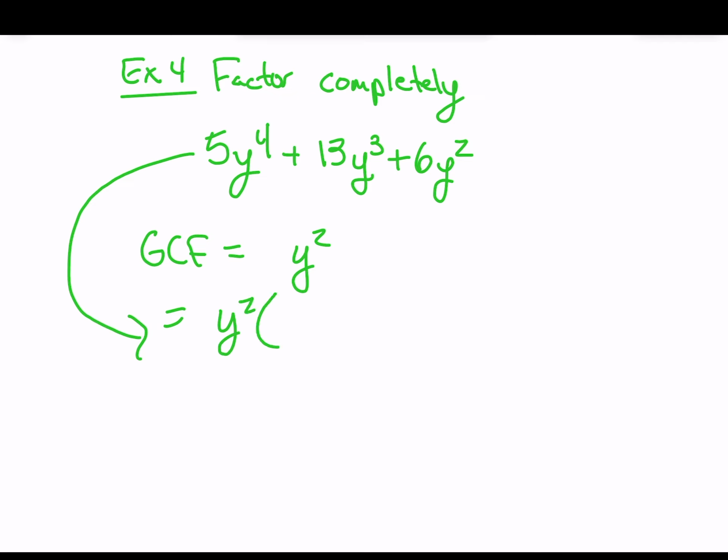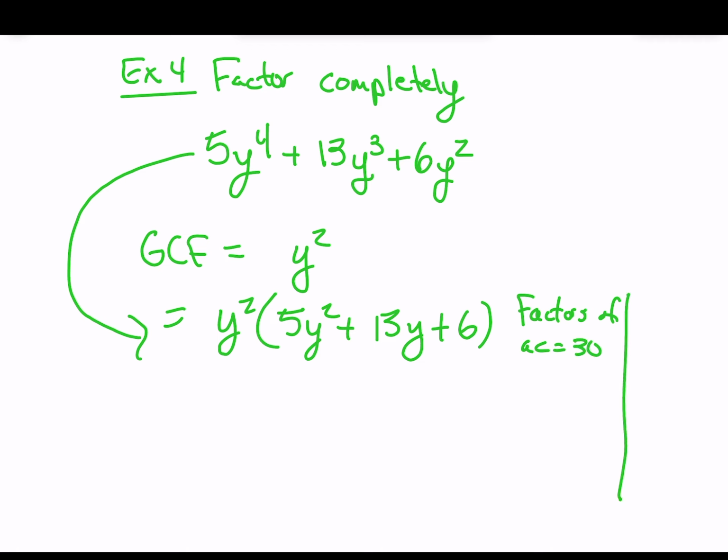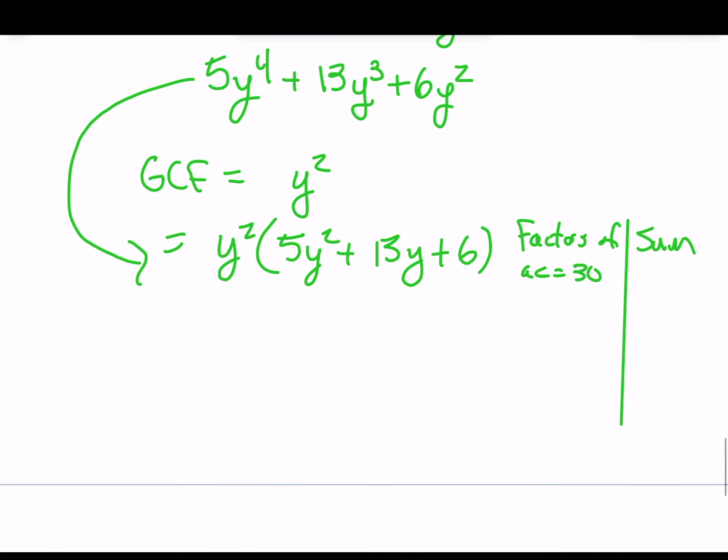So we can go from here and say that's equal to y squared times 5y squared. Y squared times 13y gives us 13y cubed, and 6 times y squared gives us 6y squared. Okay, so now we want to factor this inside part, and so we can multiply together our 5 and 6. So factors of AC equal to 5 times 6, which is 30. And then the sums.